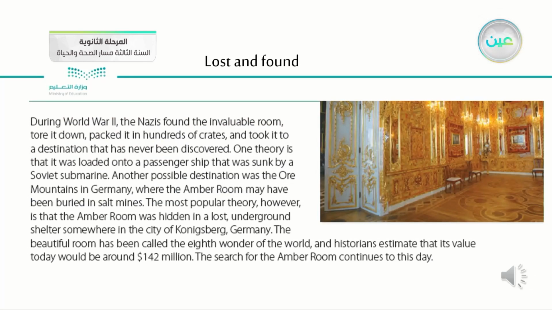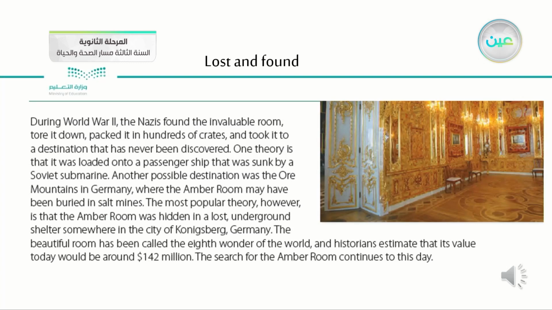During World War II, the Nazis found the invaluable room, tore it down, packed it in hundreds of crates, and took it to a destination that has never been discovered. One theory is that it was loaded onto a passenger ship that was sunk by a Soviet submarine. Another possible destination was the Ore Mountains in Germany, where the Amber Room may have been buried in salt mines. The most popular theory, however, is that the Amber Room was hidden in a lost underground shelter somewhere in the city of Königsberg, Germany. The beautiful room has been called the 8th wonder of the world, and historians estimate that its value today would be around $142 million. The search for the Amber Room continues to this day.